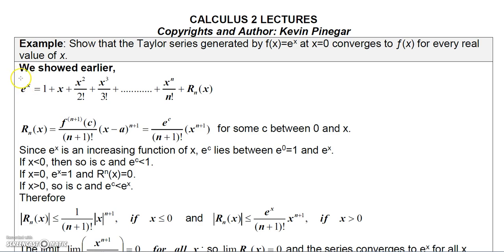Now we showed earlier that e to the x actually is equal to this series, but now we know if we add the remainder theorem on there, it's got to equal that, and the remainder theorem would be the n plus 1th derivative evaluated at c over x minus a to the n plus 1 over n plus 1 factorial. Okay, now the n plus 1th derivative at c would simply be e evaluated at c, because the derivative of e to the x is just e to the x. So that would be e to the c times x to the n plus 1 over n plus 1 factorial for some c between 0 and x.